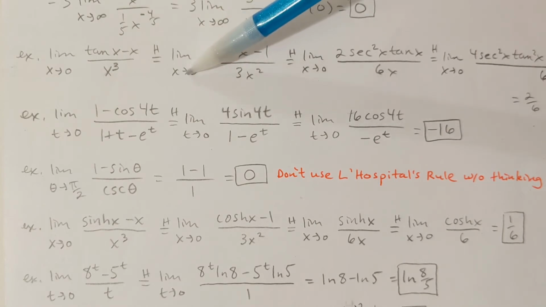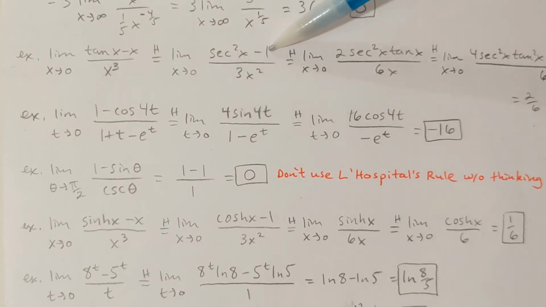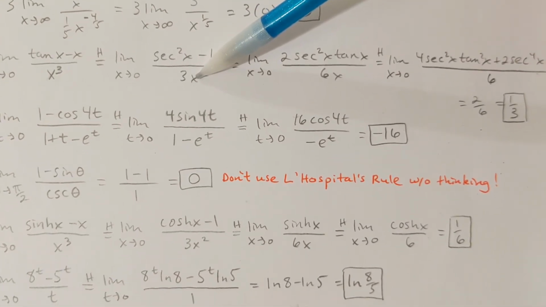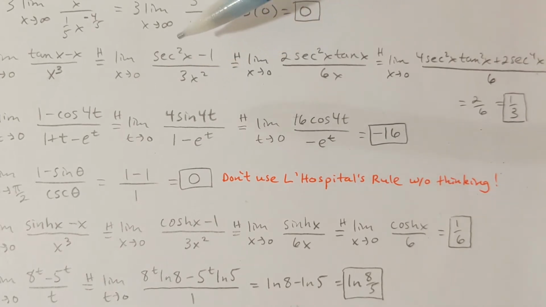And you got the limit as x approaches 0 of the derivative of the top divided by the derivative of the bottom. The derivative of tan x is secant squared x, and then minus the derivative of x is 1, divided by the derivative of x cubed is 3x squared. Okay, and now I still can't plug 0 in because I can't divide by 0. But secant of 0 would be 1, because cosine of 0 is 1, right? Secant of 0 is the same as 1 over cosine of 0. 1 over 1 is 1. 1 minus 1 is 0. So I'm in indeterminate form still, 0 over 0.